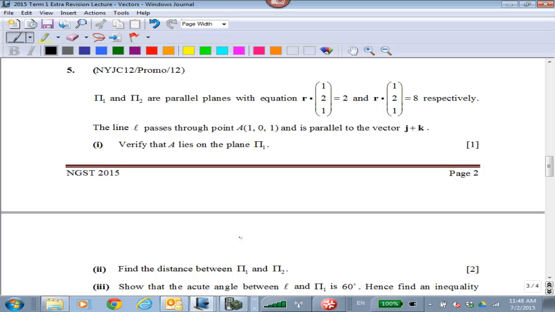Class, do you know what's the answer? It's 0. Do you know why it is 0? Plane 1 and plane 2 are parallel, they don't intersect. Forget about it.